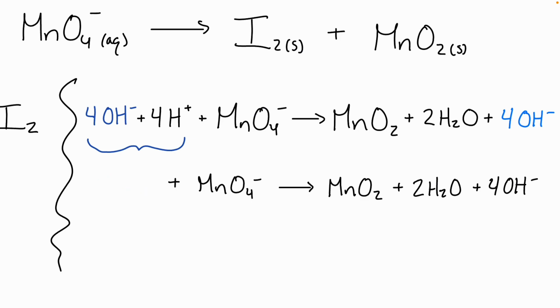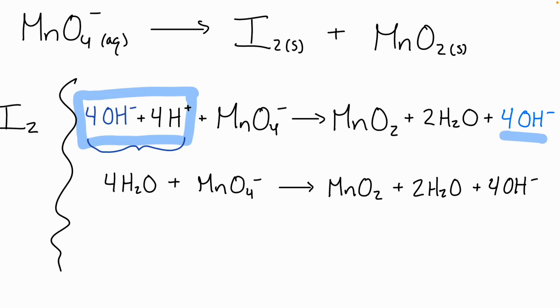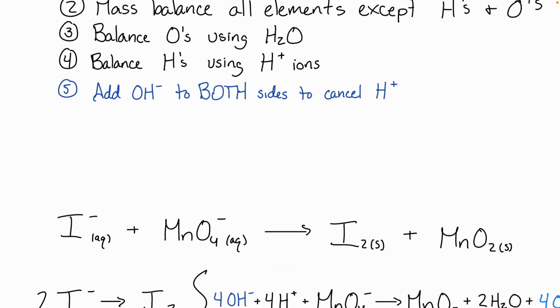Make everything the same color. All right, so again, this is this step that's a little weird. For the basic conditions, we got to get rid of these hydrogen ions by adding hydroxide, but we got to add the same number to both sides so we don't mess up our balancing. And then from here, we're back to regularly scheduled programming.